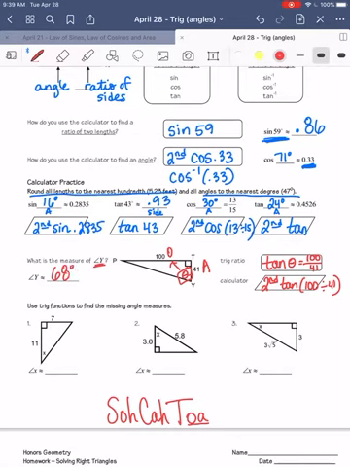Okay? So you're going to work these very similarly to the way that we've worked them before. You're going to label the two sides that you know. That'll help you determine the trig function, and then you just type it right in. This one's honestly easier because you don't have to ask, like, do I multiply or divide? You just type it right in. You just have to remember to hit the second button first.